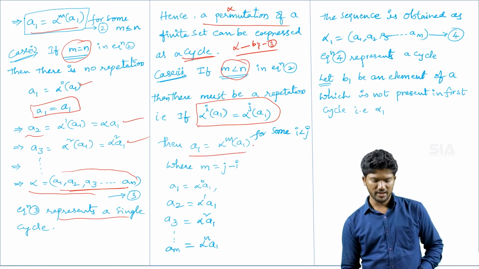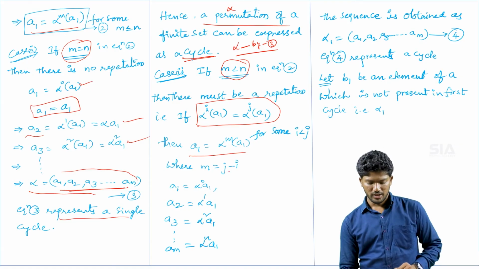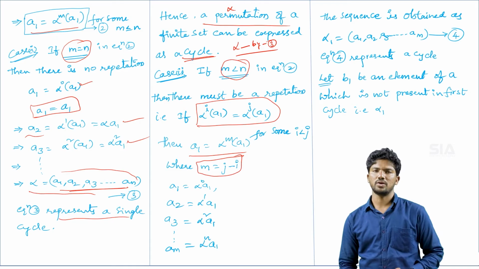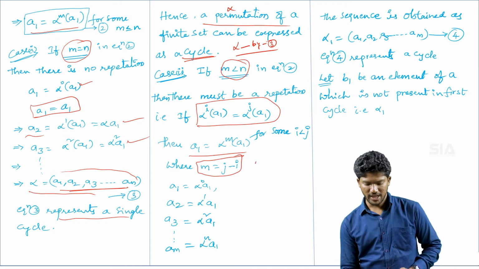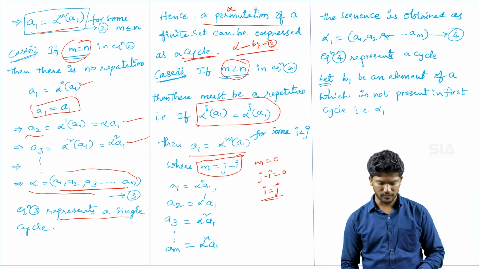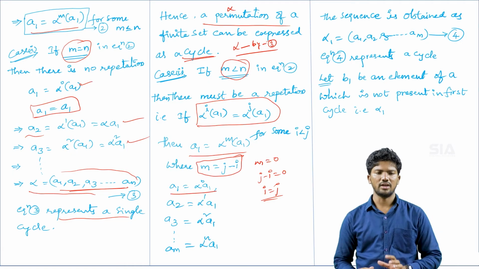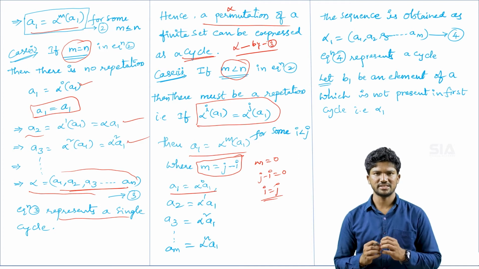Now take A1 is equal to alpha power m A1 from equation number 2, where you can write m is equal to j minus i. If you take m equal to 0, then j minus i is also 0, then i is equal to j, and then repetition occurs. So therefore, m is equal to j minus i, and A1 is equal to alpha power 0 A1. So we are starting with m equal to 0.